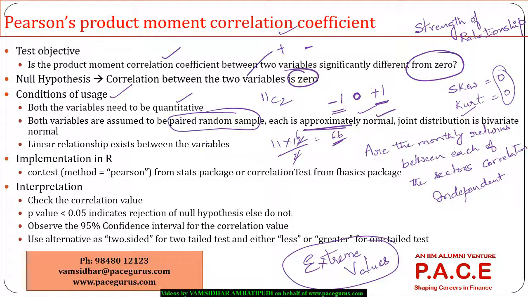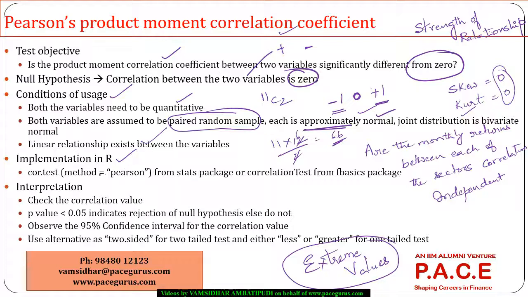But for the time being, let's assume that the data is normal, just for us to understand how we use the Pearson product moment correlation coefficient. And we also talk about the linear relationship existing between the variables. So these are some of the important conditions for using this particular test.